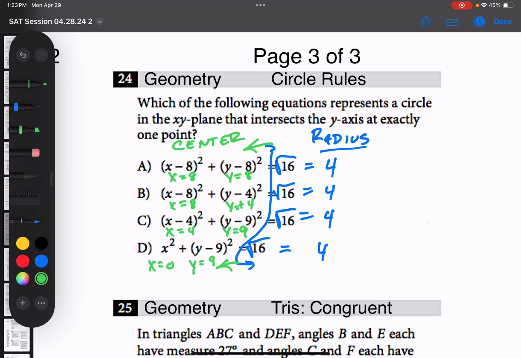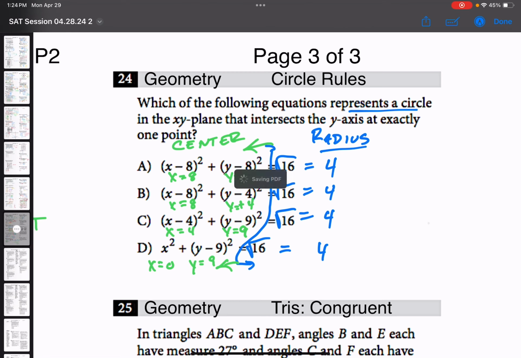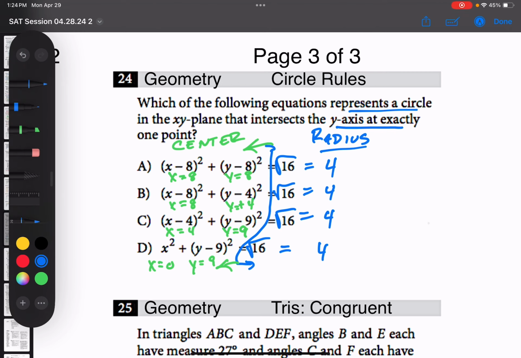Let's go into the question. Once you understand that, you realize that these questions are not that hard. But for most students, they're going to get nailed. All right, which of the following equations represents a circle? Yep, that's what they do. Recognize all formulas as circle formulas. Represents a circle in the xy plane that intersects the y-axis at exactly 1 point. So it's got to touch the y-axis at only 1 point.